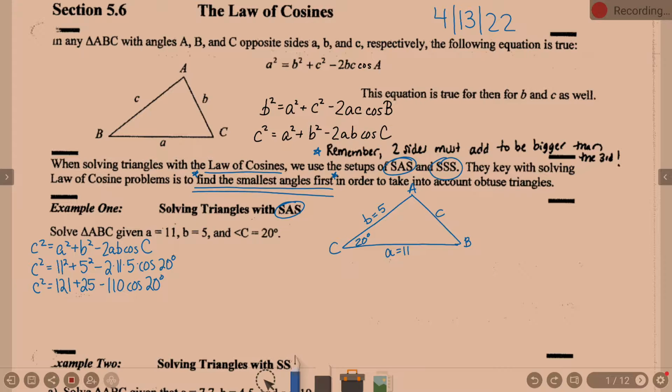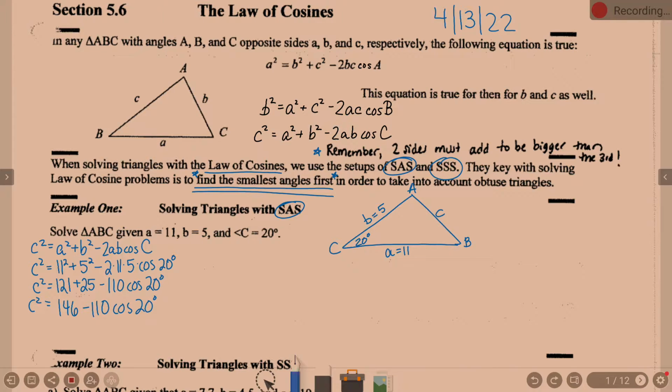Okay, good. And this is why I want to point this out. 110 is attached to the cosine. So what I can do is 121 and 25 is 146 minus 110 cosine of 20 degrees. On the right side, the next thing I can do is plug into the calculator, right? And find what all that is.